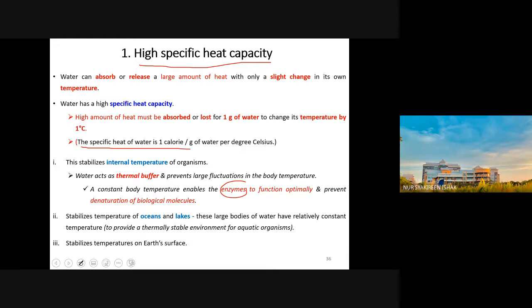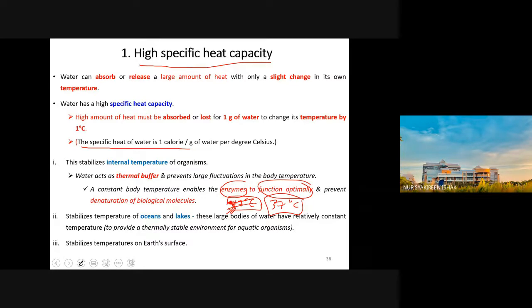So in order to make sure the enzymes in the body function optimally, the body temperature has to be kept constant. Because the normal body temperature is, sorry, 37 degrees Celsius. Okay, 37 degrees Celsius. So this is the optimum temperature for enzymes to work optimally.